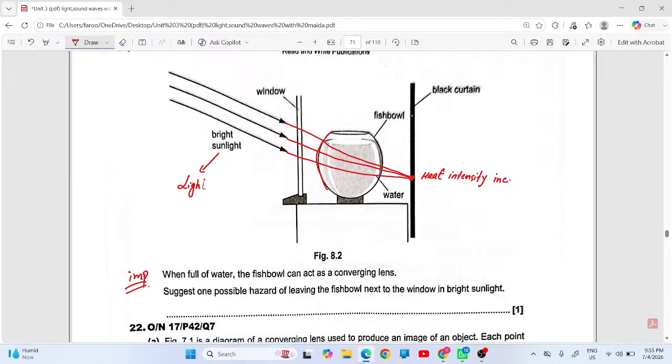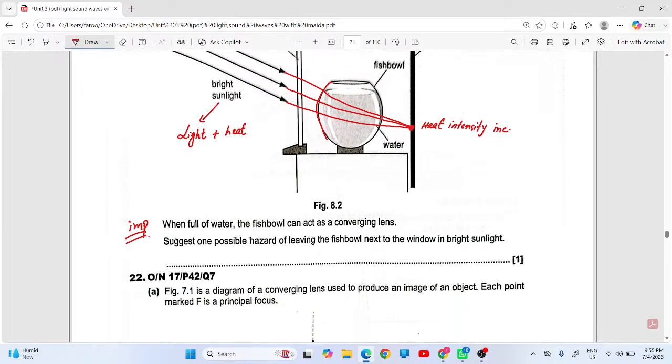इंटेंसिटी हीट, क्योंकि देखिए सन से जो लाइट आती है उसमें क्या होता है, सनलाइट कंसिस्ट ऑफ विजिबल लाइट प्लस आईआर हीट. तो हीट की और लाइट की इंटेंसिटी दोनों की ज्यादा हो जाएगी. ठीक है, heat and light intensity increases. The fish bowl acts as a converging lens. It converges the light rays at a single point. So at that point, the intensity of heat increases. That can set fire to the curtain. जिसकी वजह से curtain को क्या हो सकती है? आग लग सकती है.